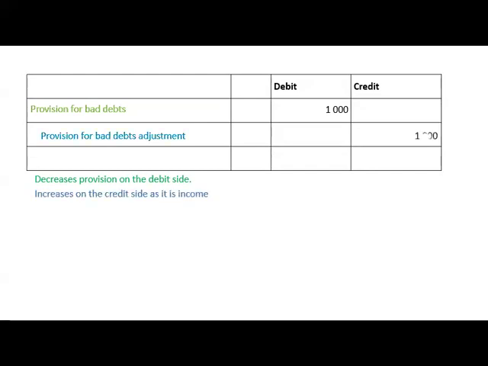All right, I'm going to move on. Our provision for bad debts here, we are going to debit it. Why do we debit it, guys? Because our provision is decreasing, okay? And that is the only reason why we're debiting it. We credit provision for bad debt adjustments. Why do we credit that one? It's income. Thank you. It is income.